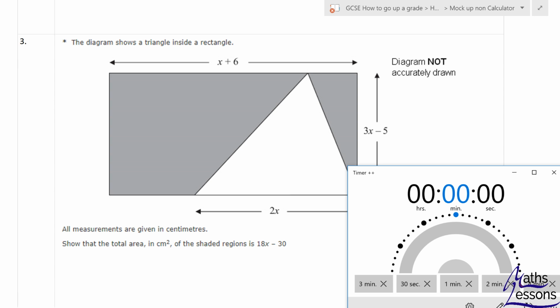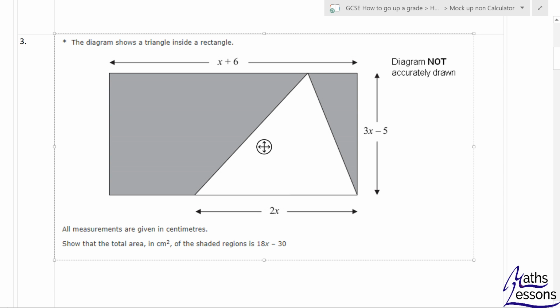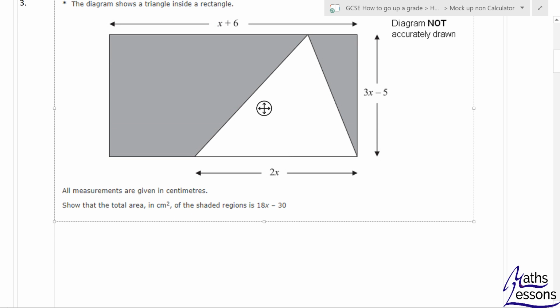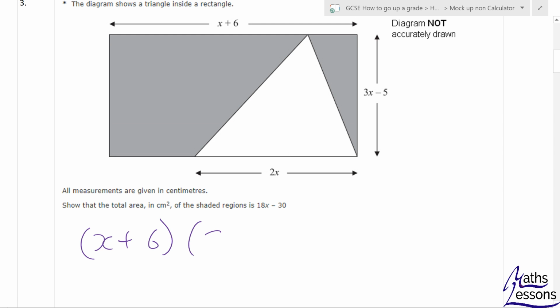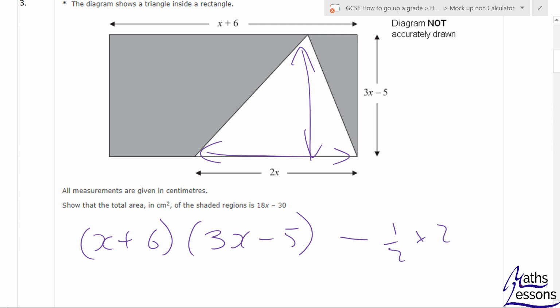Okay, let's have a look at this one then. We've got a diagram with a triangle inside a rectangle, and we want to find the shaded region. So we know the area of the rectangle is x plus 6 times 3x minus 5. We've got to take away from that the area of the right triangle, which is going to be half the base times the height. So we get half times 2x times 3x minus 5.